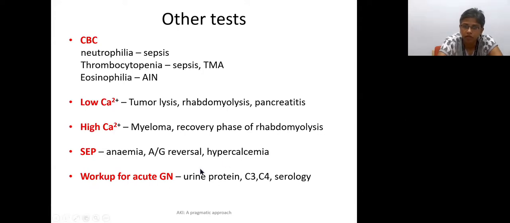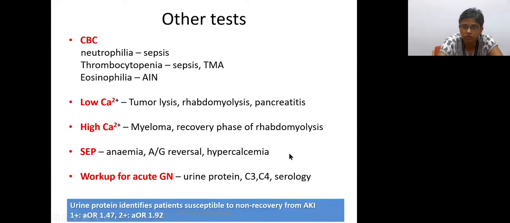And if you think you're dealing with an acute GN, the next steps are to do a urine protein and routine serology. The other thing to note is that if a patient's urine protein is positive and the patient has an acute kidney injury, this automatically tells you that this patient is less likely to completely recover from the acute kidney injury. It means that the patient already had an underlying degree of chronic kidney disease. Okay, so that's an important marker of non-recovery from AKI.